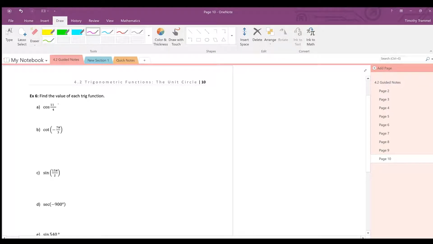Before we start part A here, I want to point out that there should be a pi right there. It should be 11 pi over 4. Okay.